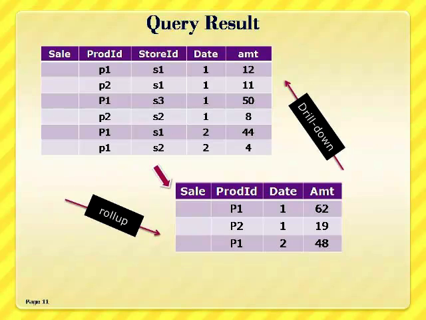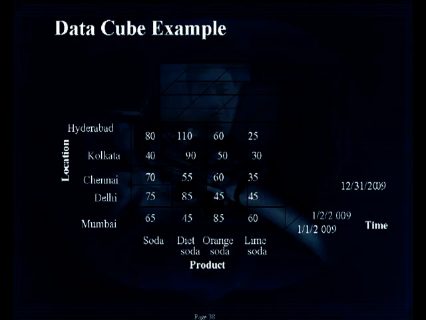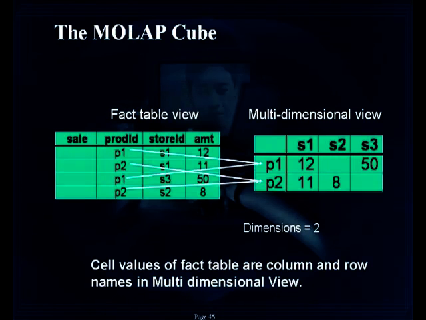But how do we generalize this to more than 2 dimensions? When you have more than 3 dimensions, we should think in the form of a structure called a cube. As I mentioned earlier, the structure of the data cube can also be represented in the form of an array. If you see the representation in the form of a multidimensional cube, the same fact table data can be converted into a multidimensional cube representation very easily.